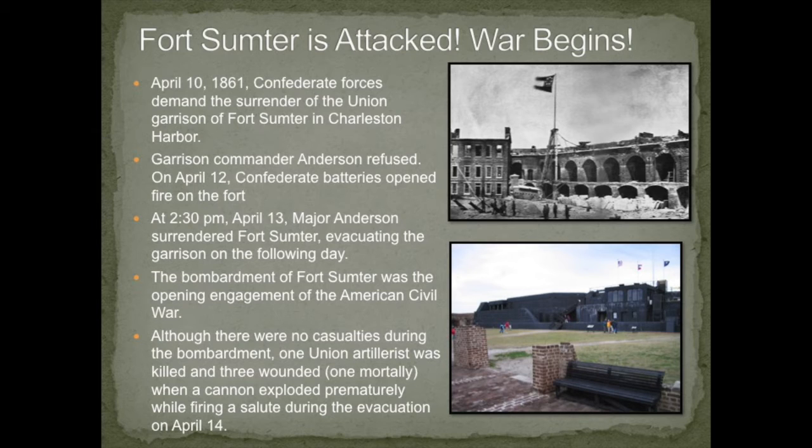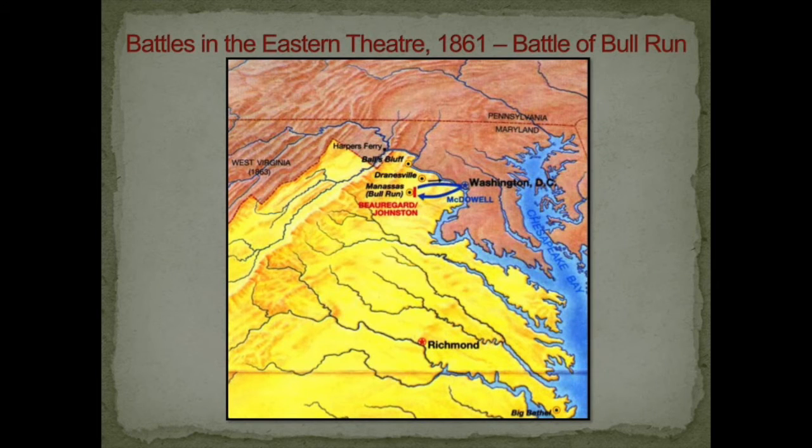There were no casualties during the actual firefight, but however, upon the surrendering ceremonies, 2 people were killed by a backfiring cannon that was set to fire a salute during the evacuation on April 14th. The first shots of the war were fired by the Confederacy, and the Union was forced out of southern military positions.